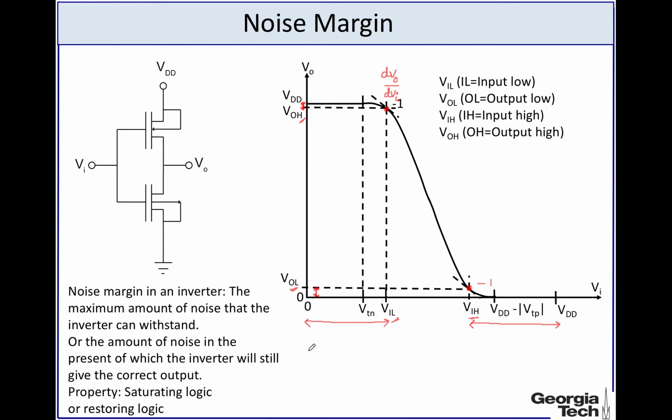And the fact that a much larger variation of input is translated into a much smaller variation in the output is called the saturating logic or restoring logic property of an inverter.